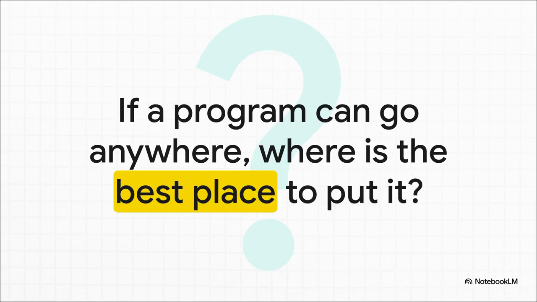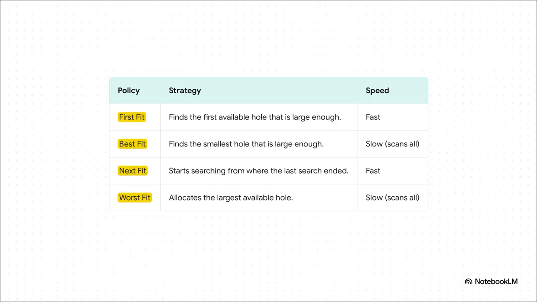Now, that flexibility is awesome, but it brings up a new problem, right? If you have a bunch of open spots or holes in memory, which one do you pick? Believe it or not, this decision can make a huge difference in performance. And this leads to a few different game plans. You've got First Fit, which is all about speed. It just grabs the very first space it finds that's big enough. Then there's Best Fit, which is pickier. It scans all the options to find the tightest possible spot to avoid wasting space. But that scanning takes more time. It's that classic trade-off. Do you want to be fast or do you want to be tidy?